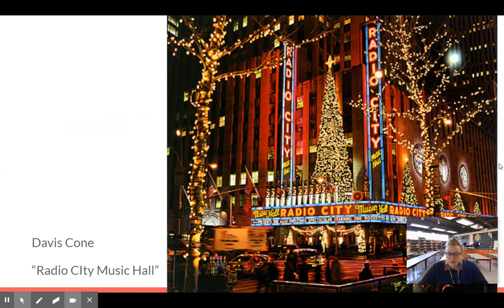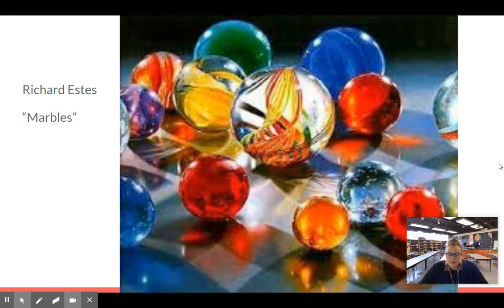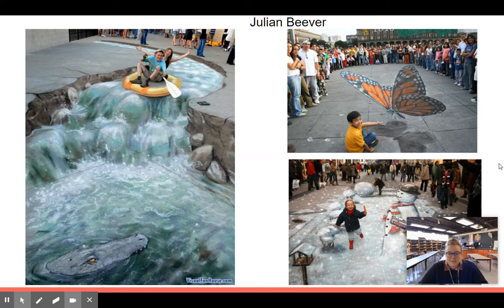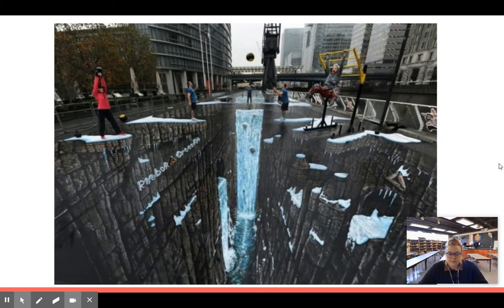So these are some contemporary trompe l'oeil. Painter Davis Cone, Richard Estates, I don't know how to say that, but those are painted marbles. Isn't that crazy? Julian Beaver, sidewalk chalk artist. These are like everywhere online. Pretty cool. Almost looks like you're interacting with them, but it's tricking your eye there. That's what they were talking about. Like these are real people standing on flat ground, but it looks like they're going into this crazy abyss.